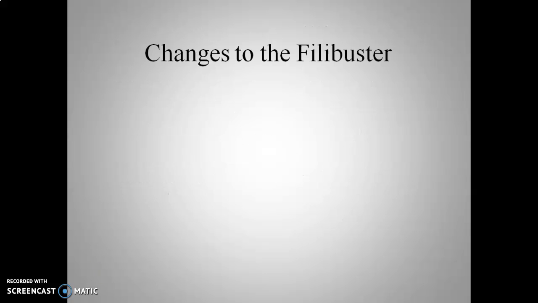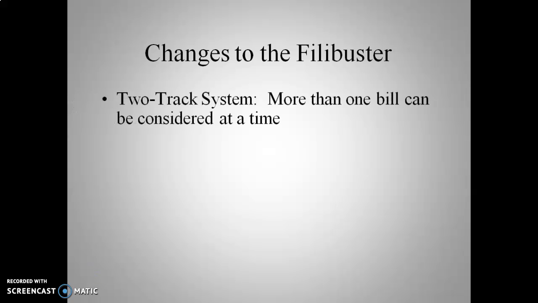There have been some very important changes to the filibuster, and I want you to make sure you take good notes on this. We now have a two-track system where you can consider in the Senate more than one bill at a time. Back in the old days, you could only consider one bill at a time, so if someone was filibustering, that would bring all the business in the Senate to a screeching halt. Now you can consider more than one bill, so the business of the Senate can continue even if there is a filibuster.